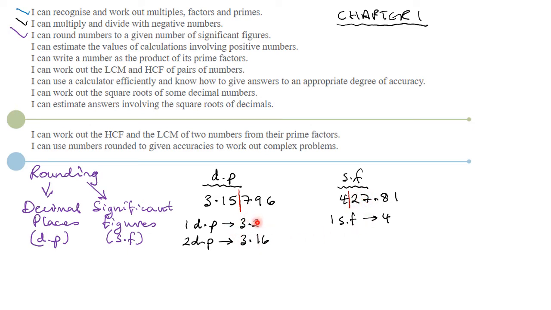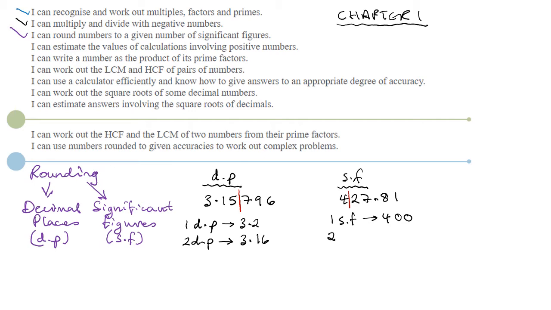We didn't worry to do that here. I could have written all these digits after the line as zeros, but it wouldn't have changed the size of the number. Any zeros at the end here don't change the size of the number, but the zeros here in front of the decimal point do change the size of the number. So that's going to be 400.